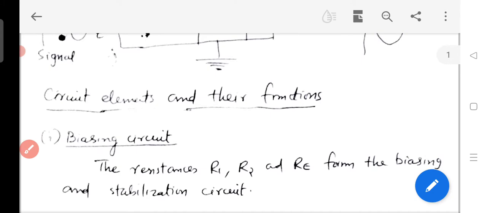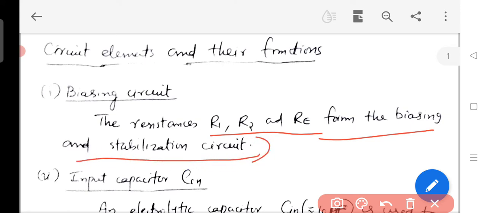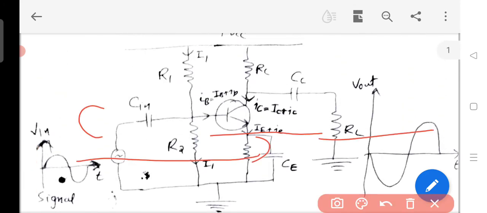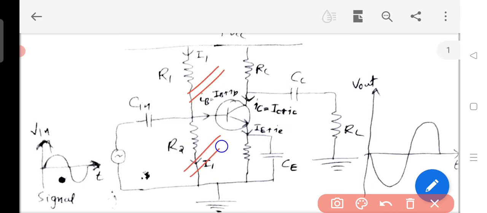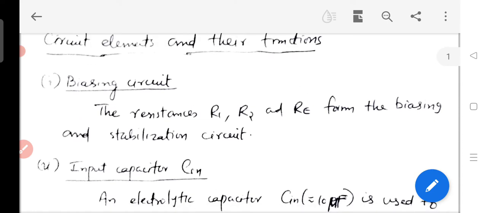Let's find the circuit elements and their functions. R1, R2 and RE form the biasing and stabilization circuit. We know R1 and R2 form the circuit elements for the voltage divider bias. Also the RE gives the stabilization. So these are the components, R1, R2 and RE. R1 and R2 form the biasing, and RE gives the stabilization. And we have already explained how RE is providing the stabilization.